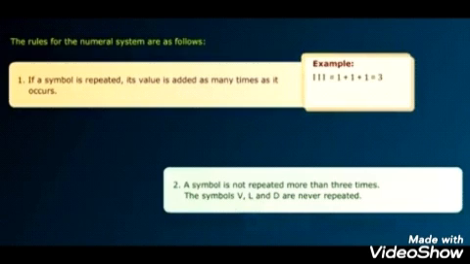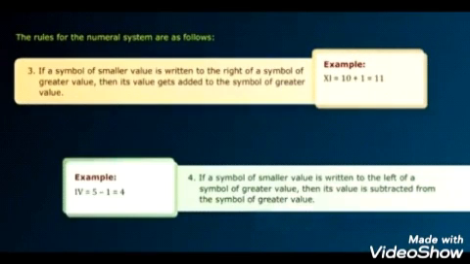Then second one, a symbol is not repeated more than 3 times, but the symbols V, L and D are never repeated. If a symbol of smaller value is written to the right of a symbol of greater value, its value gets added to the value of greater symbol. For example, XI is equal to 10 plus 1 is equal to 11.